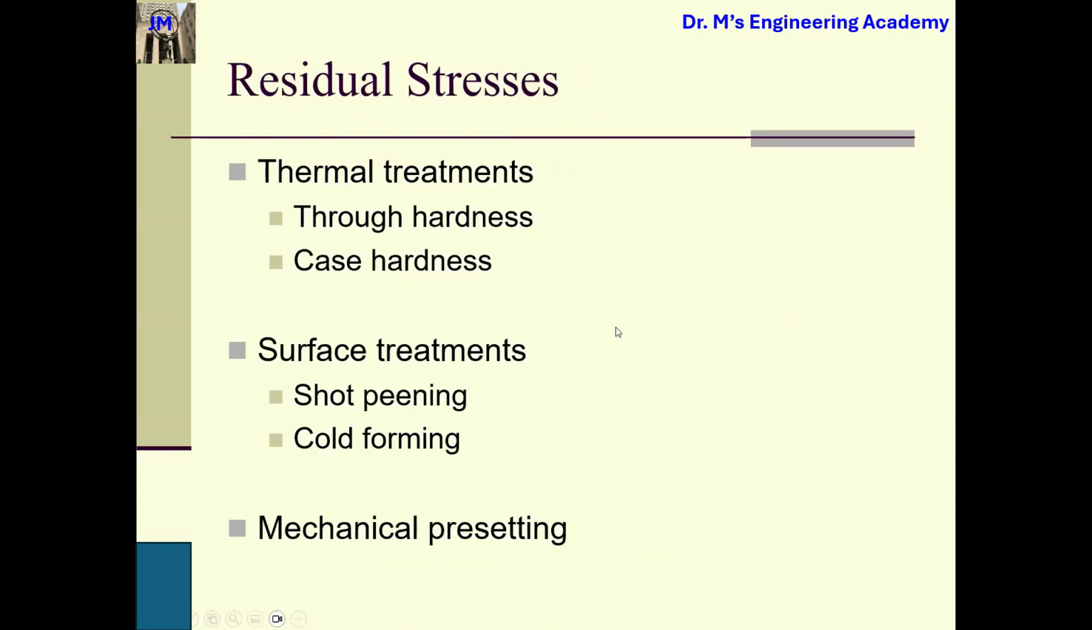So then we talk about residual stress. How can we enhance the fatigue life? The residual stress plays a very, very important role. And then how can we induce this beneficial residual stress? We can do thermal treatment. In thermal treatment, we can use through hardening, for the whole component, or case hardening.